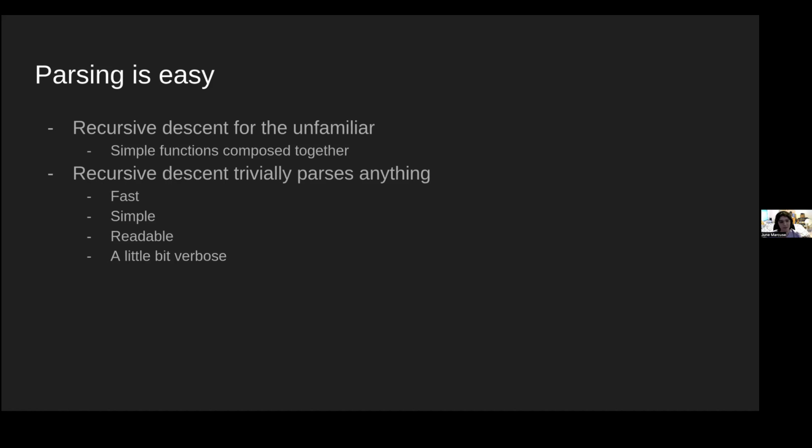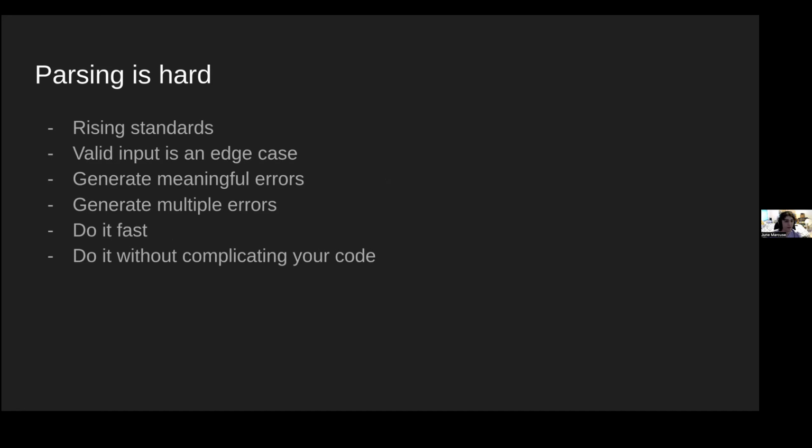And this approach, it'll trivially parse basically anything. The parsers that you write with it are generally fast. The code is simple. The code is readable, but it can be a little bit verbose. A JSON parser written this way, a handwritten one, is generally about 200 lines of code. So not bad. But parsing is also hard.